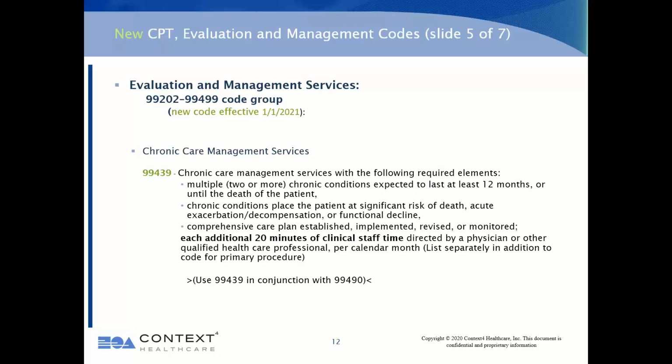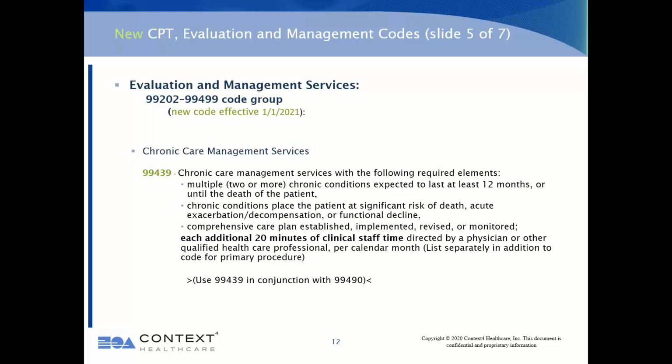First, the description of this add-on code's primary procedure code 99490 has been revised in 2021 to include the first 20 minutes of clinical staff time directed by a physician or other qualified healthcare provider per month. In 2020, it previously said at least 20 minutes of clinical staff time. So last year, 1 unit of 99490 was used to report CCMS 20 minutes or more, regardless of excess monthly directed staff time.